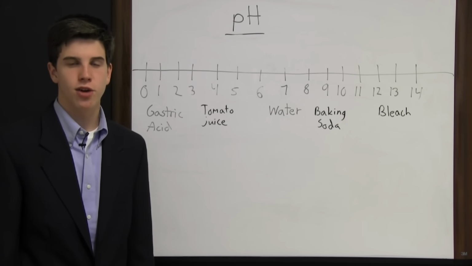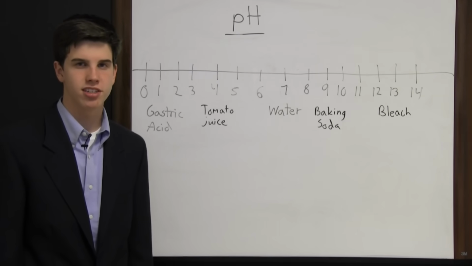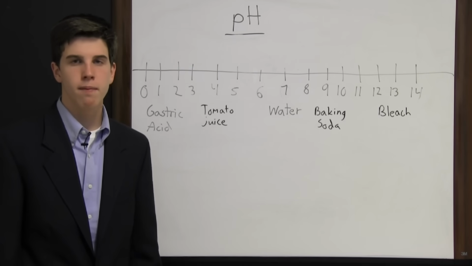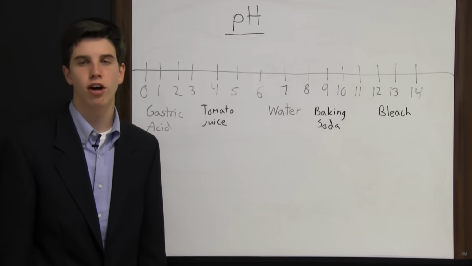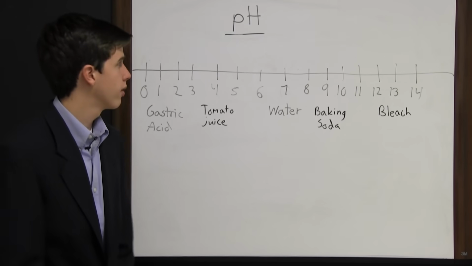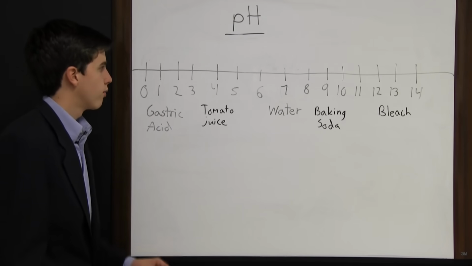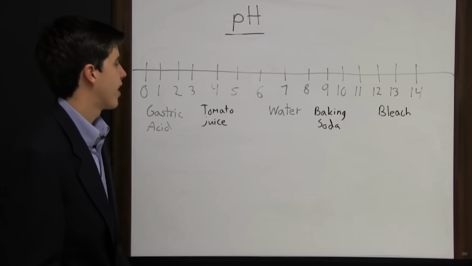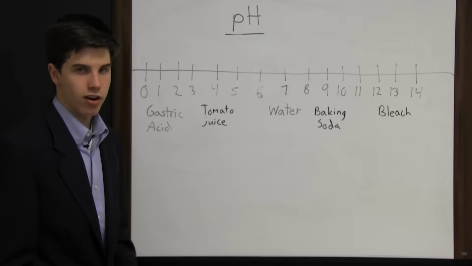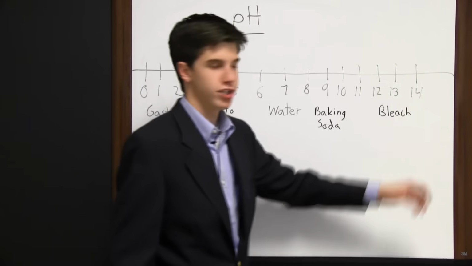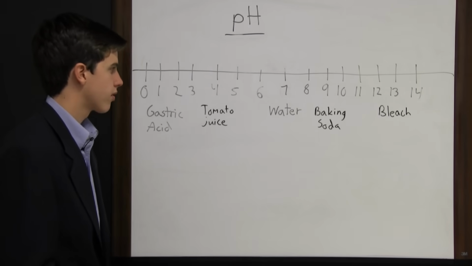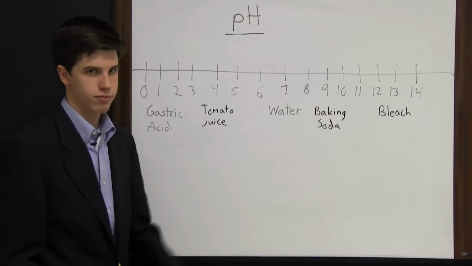pH is basically a measure of how many hydrogen ions are in a substance. pH is very important to many fields such as biology, chemistry, medicine, food science, farming, and water treatment. I've written up here on the board a pH scale ranging from numbers 0 to 14, each indicating the amount of pH in a substance. Now there are pHs that go higher than 14, but for practical purposes, this is the largest pH scale we need. Water has a pH of 7.